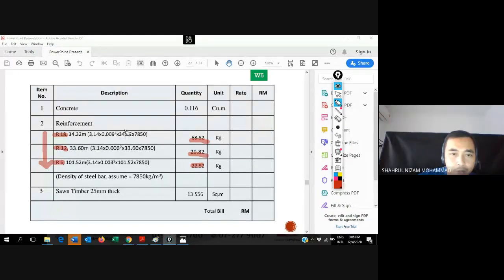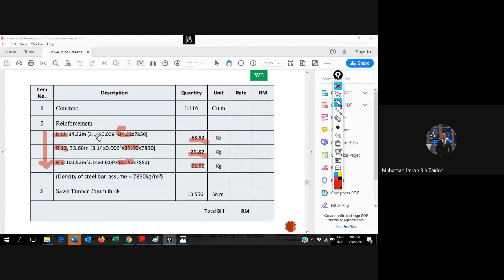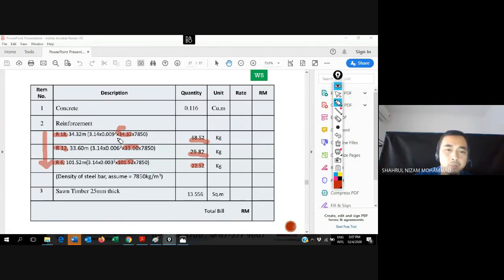Okay, so in order for you to know the kilogram, this is the length that you calculated in your taking off just now. Okay, this one also the length. This one also the length. So you need to use the formula of volume for the cylinder. So for cylinder, in order to find the volume, it is pi r squared multiply with the length, right? So this one is pi, 3.14. This one is r. So R18, 18 refers to diameter. So your radius will be 9. Okay. 12 is the diameter, the radius will be 6. 6 is diameter, the radius will be 3. Okay. So pi, r squared, and then you multiply with the length, you will get the volume.